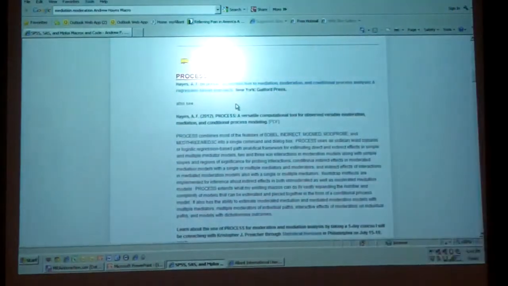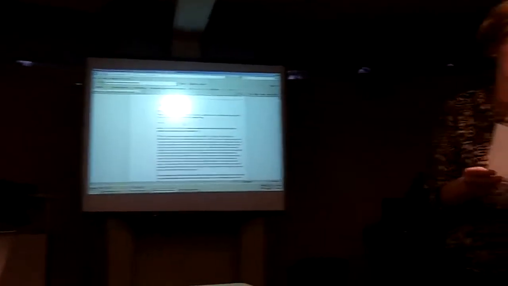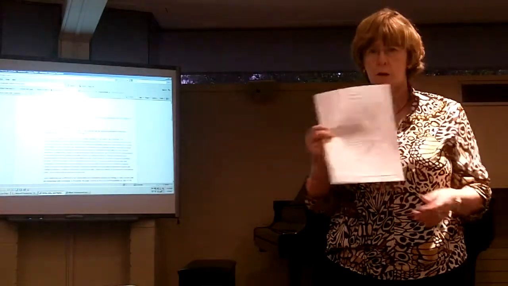Model 7 is moderated mediation. So you have a mediator, and you have a moderator of that mediator. And now I won't even get a name to give to model 49.